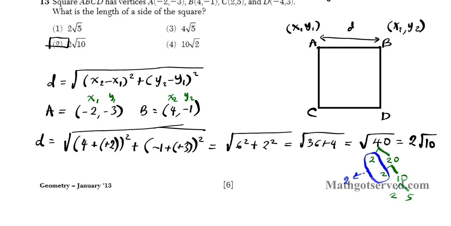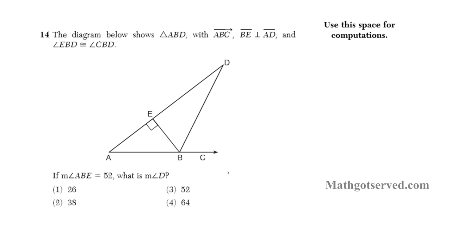Okay, let's move on to number 14. All right, let's take a look at number 14. So we're told that in the diagram below, we have a triangle ABD. BE is perpendicular to AD, okay? And angle EBD is congruent to angle CBD.